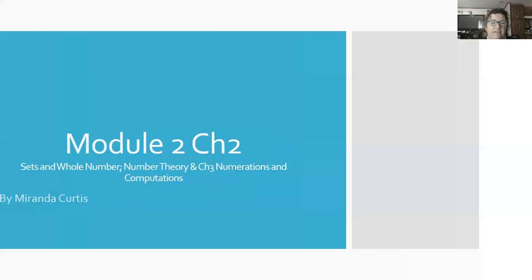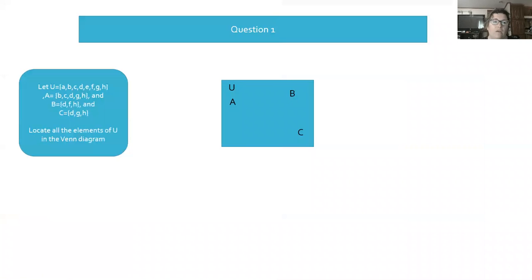Okay, so question 1. We are going to learn sets. U is the universal set, so all of this is U. It says locate all the elements of U in the Venn diagram. So U is the whole thing, and A, B, and C are all in U. We have 3 circles, which are A, B, and C, and we have spots where they come together. Okay, so we look through our sets, which are these.